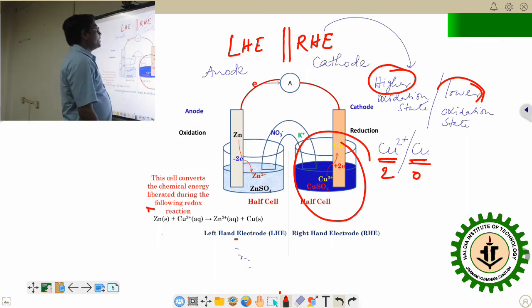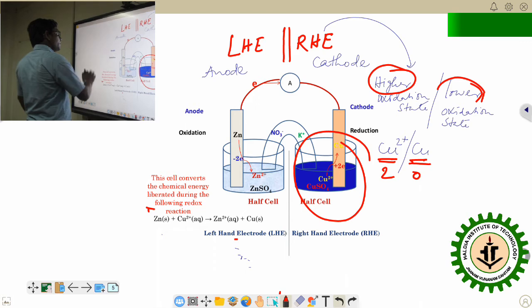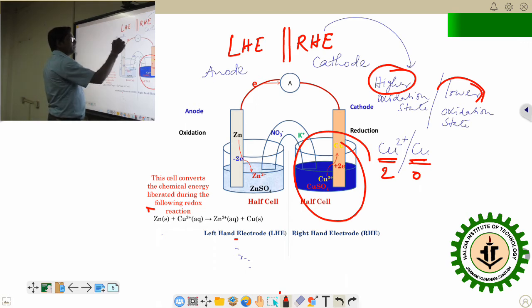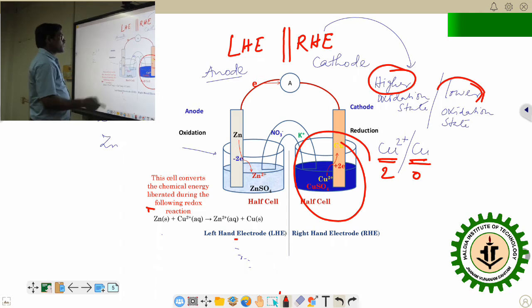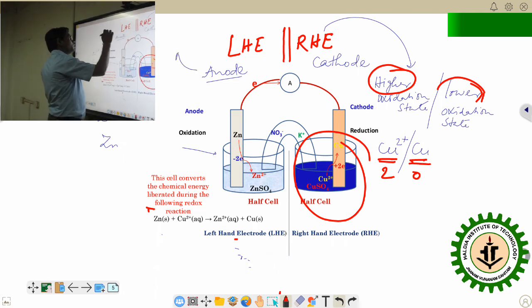When we write the right hand electrode, you write the oxidation state which is higher first, followed by the lower. And the reverse is the case when we represent the anode. So for this example, there is the species zinc 2 plus which is the higher oxidation state and zinc which is the lower oxidation state. In case of the anode, we have to represent the lower oxidation state first, followed by the higher oxidation state.